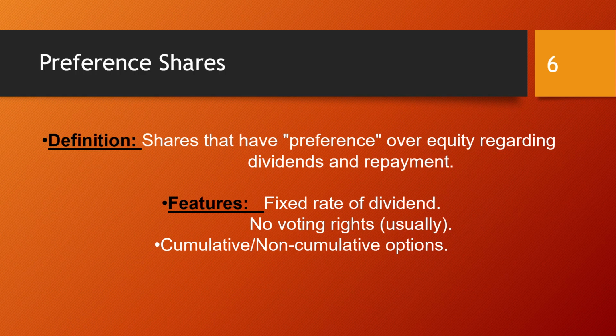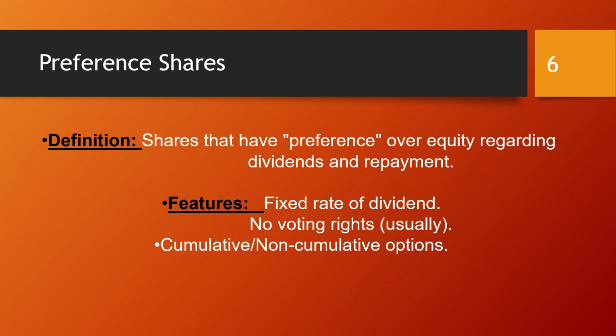Now we will discuss preference shares. Shares that have preference over equity regarding dividends and repayments. Preference shares have preference over equity shares. Preference is given in payment of dividend. Preference is also given to the preference shareholders in repayment of capital. The rate of dividend on preference shares is fixed in nature. Dividend is paid before the equity shareholders.